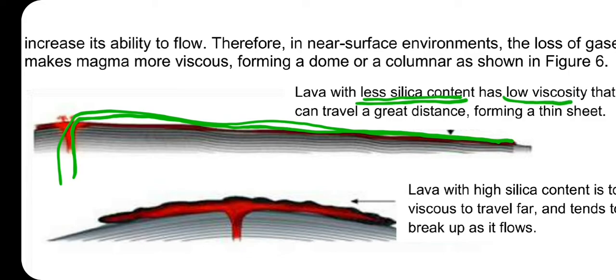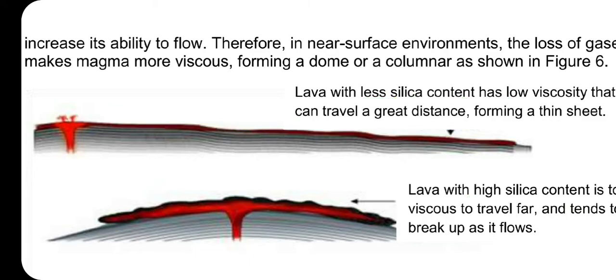Now, the second picture tells us that if a lava or magma has high silica content, it will not travel at a great distance. Okay, so that is how you determine the high or low silica content of magma. Less silica content means low viscosity. High silica content means high viscosity.